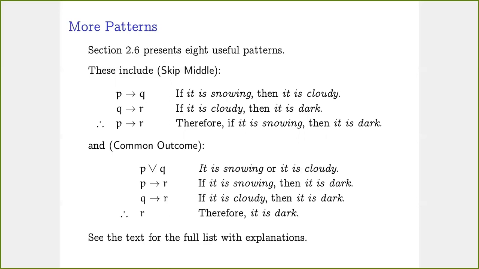Okay, another one is common outcome. This one has 3 premises. The first premise is either P is true or Q is true. The second premise is P guarantees the truth of R. And the third premise is Q guarantees the truth of R. The conclusion is R.